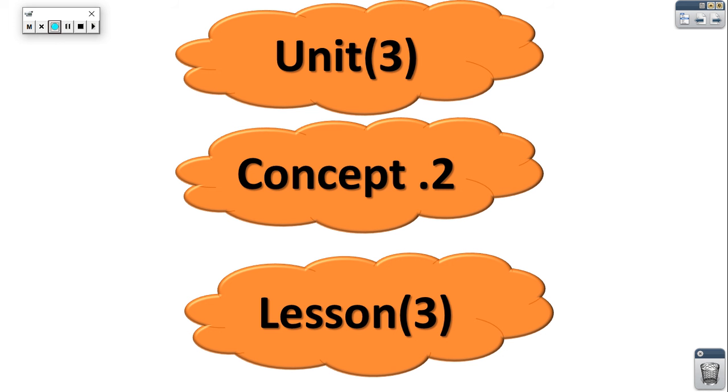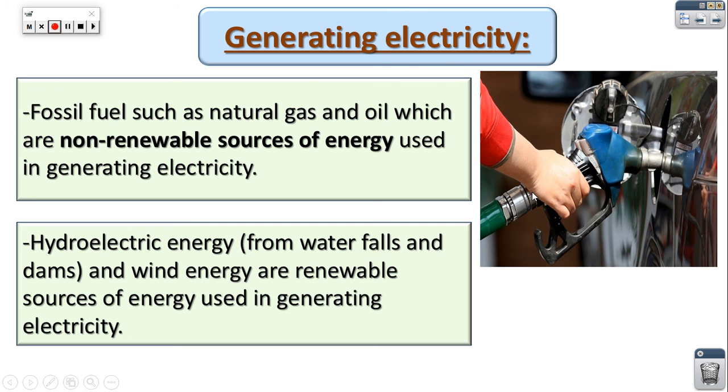Today we will complete Concept 2 in Unit 3, which is talking about fuel, and we will take Lesson 3. This lesson is talking about generating electricity. As we know, there are two types of fuel, which are biofuel and fossil fuel.